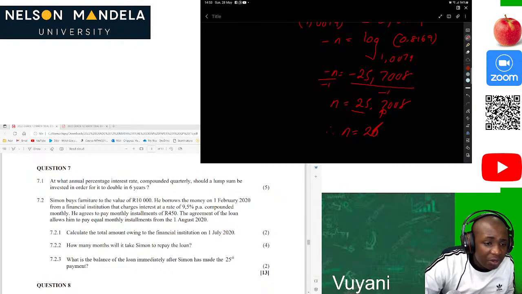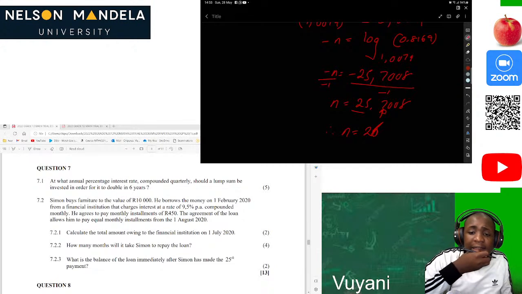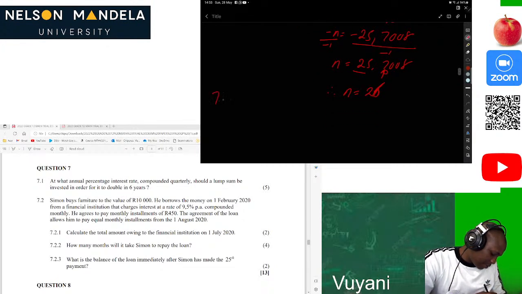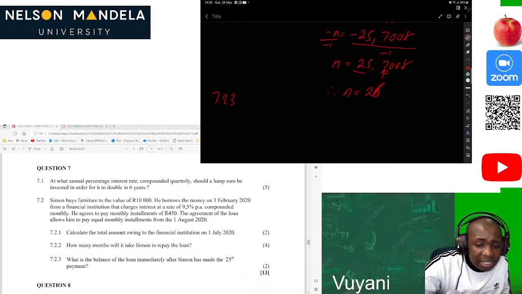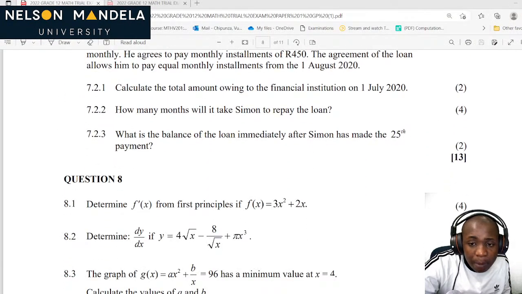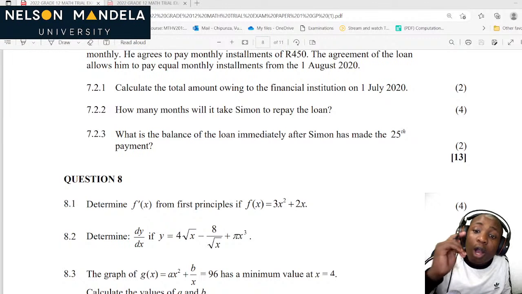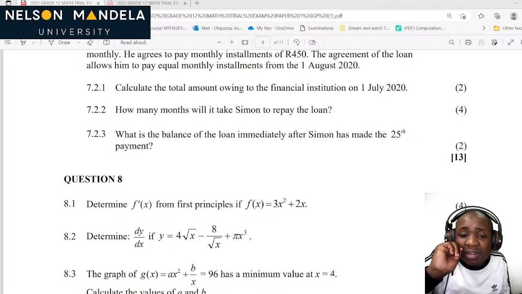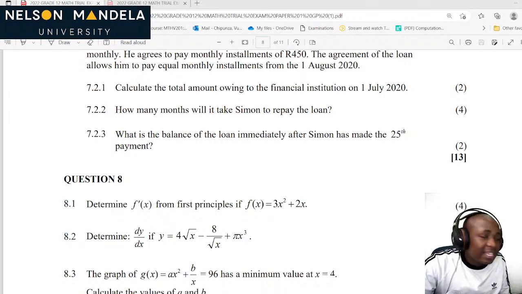Okay, proceeding from this one, let's go to 7.2.3. Now, what does the question say? What does it want? So the question says, what is the balance of the loan immediately after Simon has made the 25th payment? This is easy because we know the equation to use.